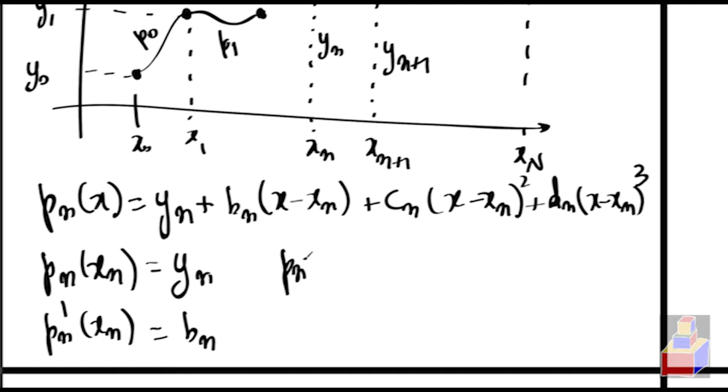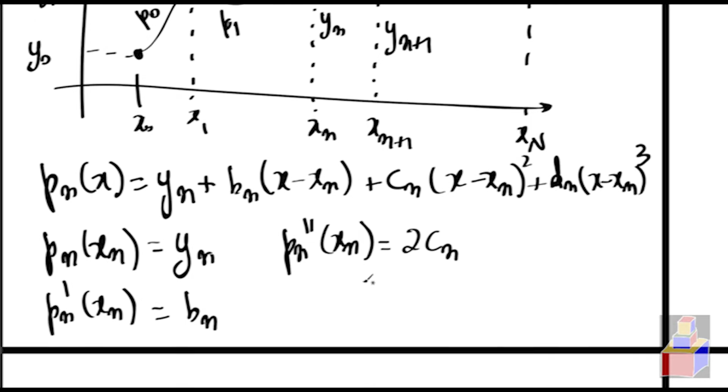And the second derivative, Pn double prime, calculated at the starting value, is going to be 2 times Cn, and this term is going to be 3 times 2 times dn, then there's going to be a 0 value, calculated at the starting point. So these are important values.